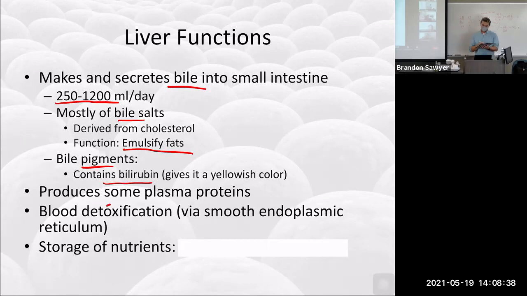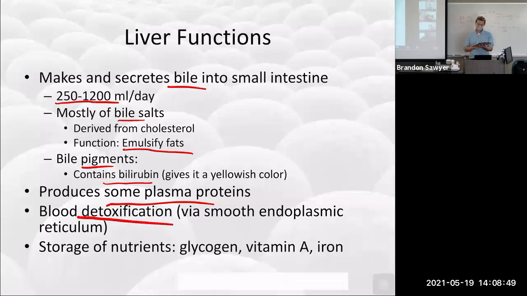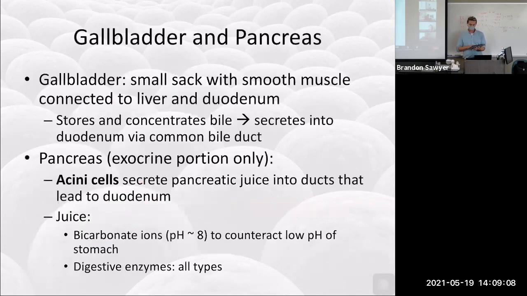Okay, the liver is very important for making those plasma proteins. We talked about that. It's very important for detoxifying the blood. It has one of the largest smooth endoplasmic reticulums of any tissue, and then very important for storing nutrients. This is where our second largest storage site for glycogen, vitamin A, iron, other things are stored here as well. Okay, so that's the liver.